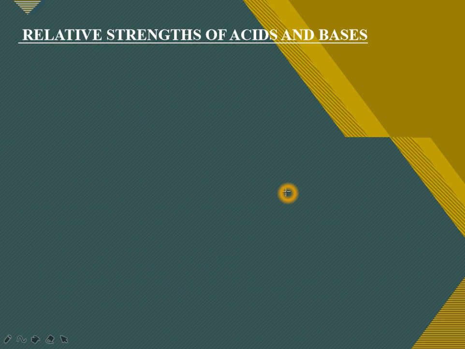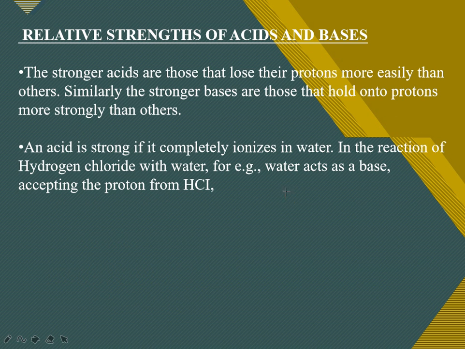In the case of relative strength of acids and bases, what do we mean by stronger acids? Stronger acids are those that lose their protons more easily than others. Similarly, a stronger base is one that holds its protons more strongly than the others.